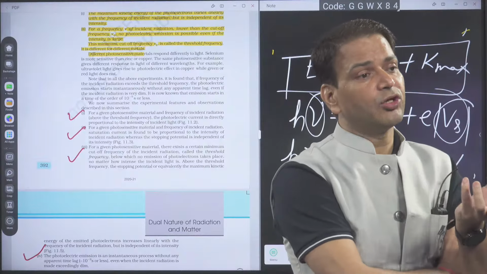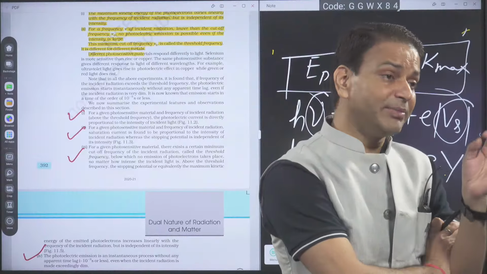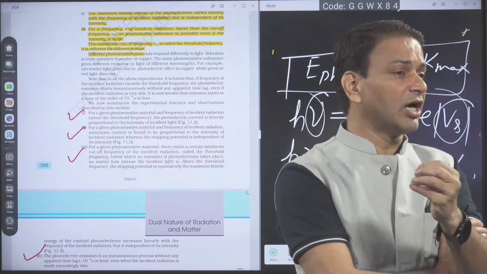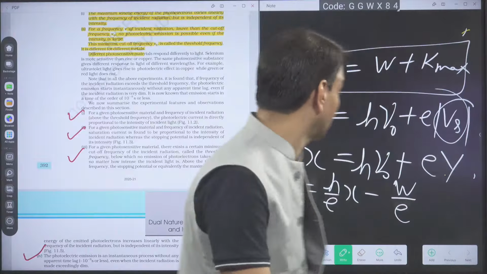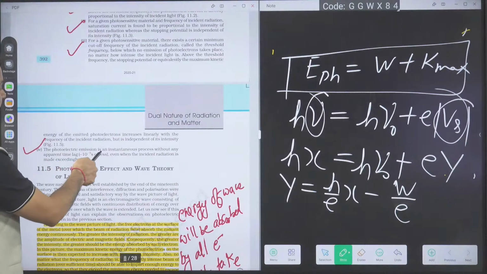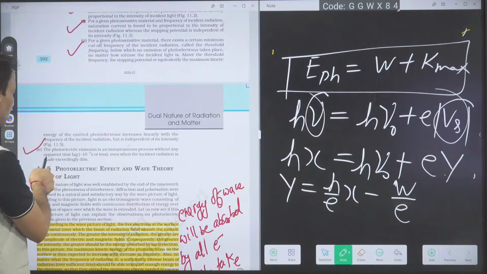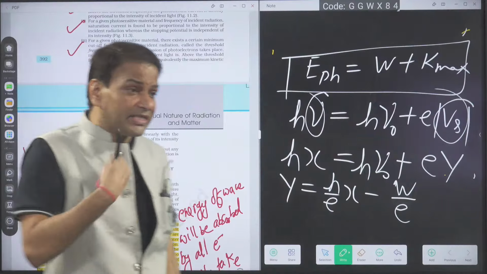But when the energy of the photon is sufficient or more than the threshold energy, ejection takes place immediately, without a time span; the time span is around 10 to the power minus 9 seconds or less. It is also given here: photoelectric emission is an instantaneous process without any apparent time lag. It is nearly equal to 10 to the power minus 9 seconds or less. So here it is ejecting immediately.